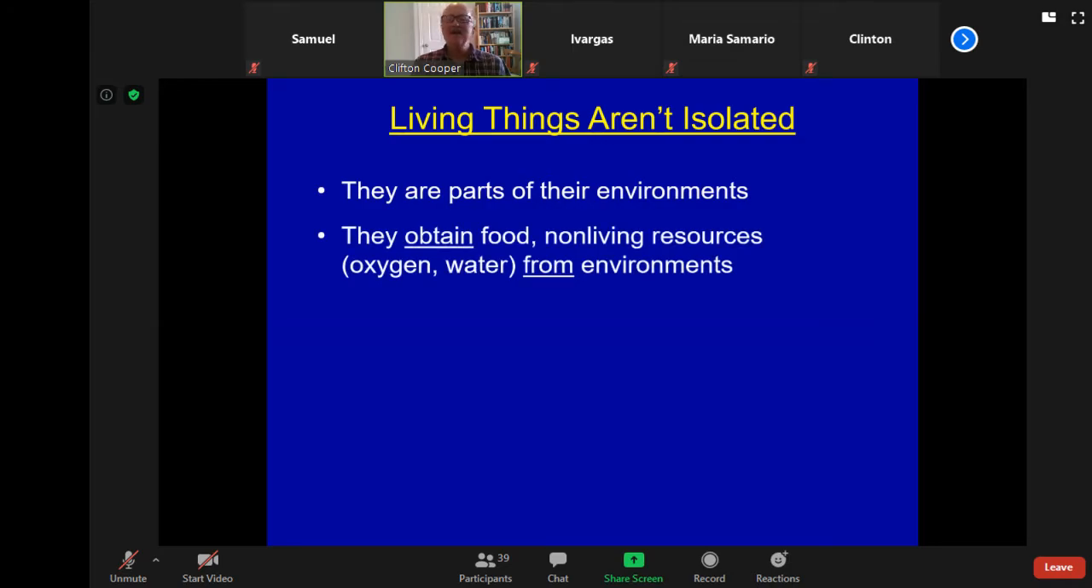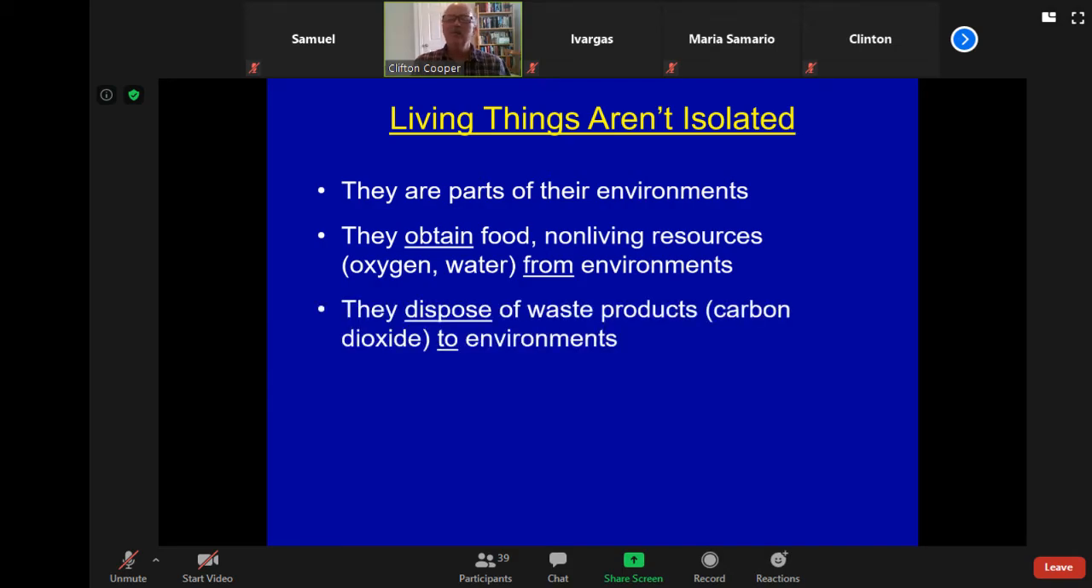So they will take in, for instance, food, oxygen, water from their surroundings, and they will get rid of the breakdown products, the waste products, to the environments. And if you ever doubt this idea that you can't live in isolation, just put a plastic bag over your head for a few minutes and tell me what that feels like. You have to be connected to the non-living environment.